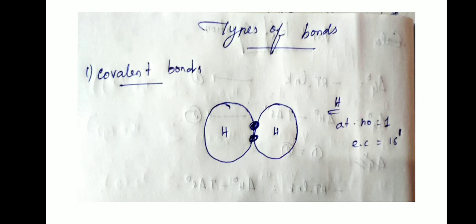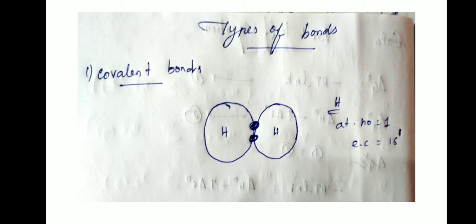Next one, types of bonds. There are three types of bond: covalent bond, ionic bond, and coordinate covalent bond.